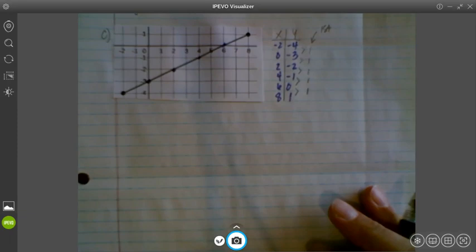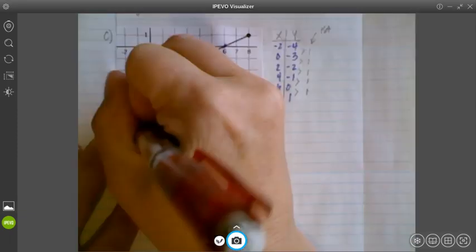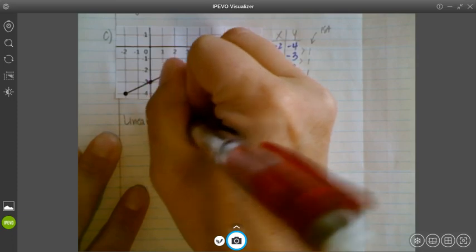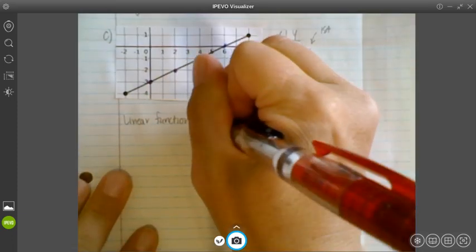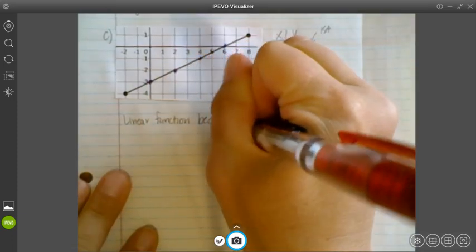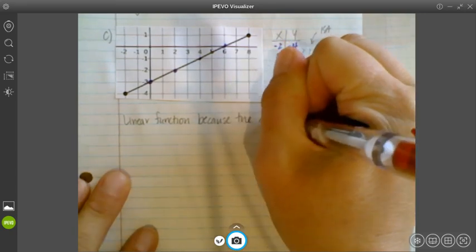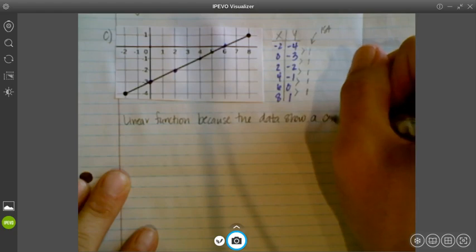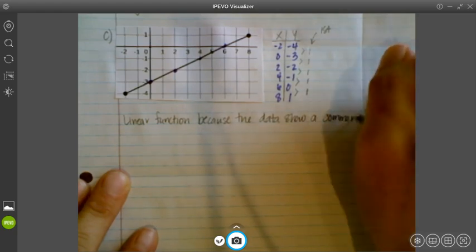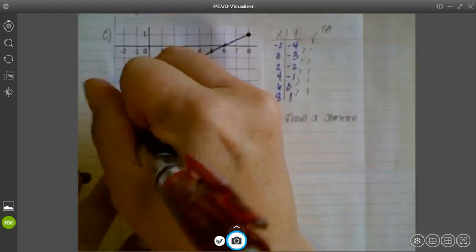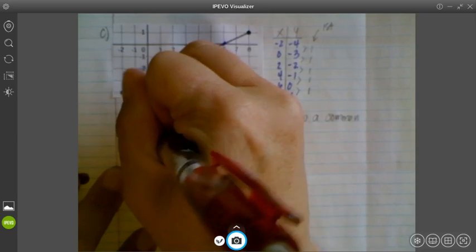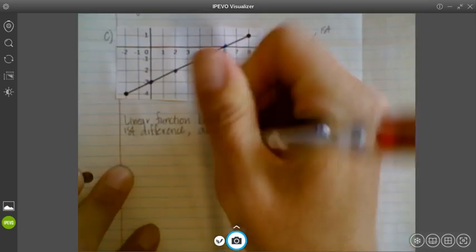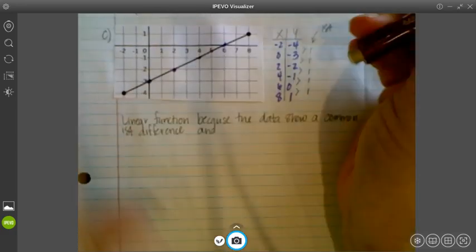So identify the type of function. This is a linear function. First, because the data shows a common first difference, and, no comma, just and.